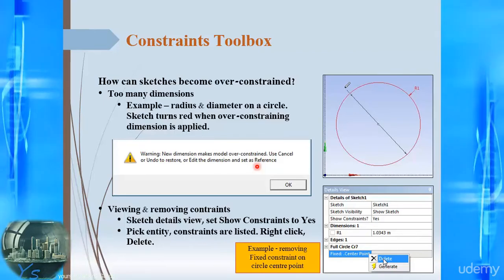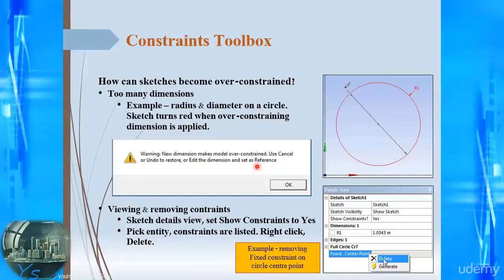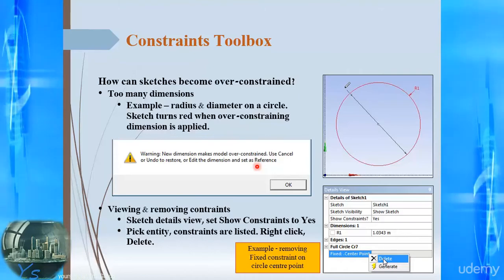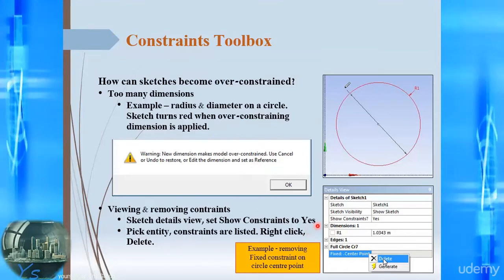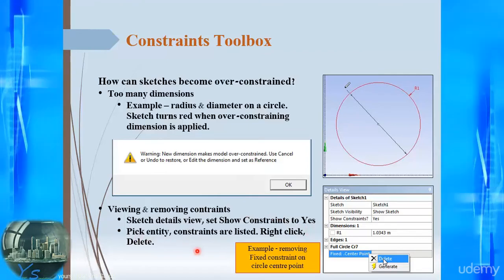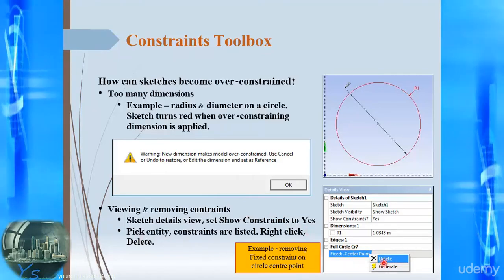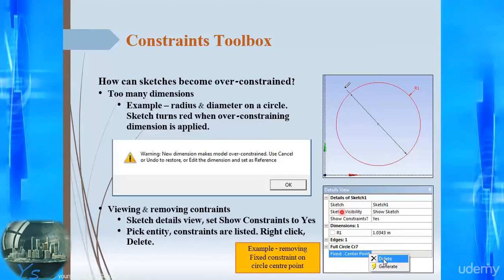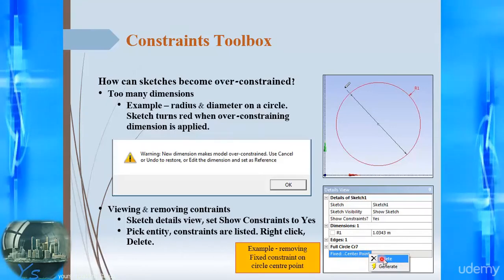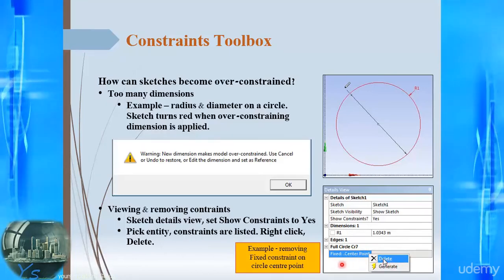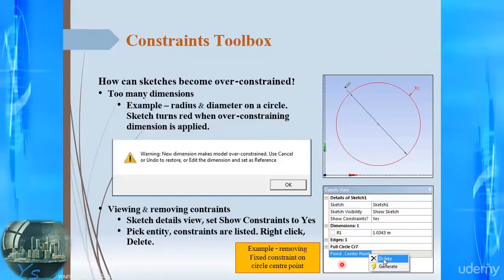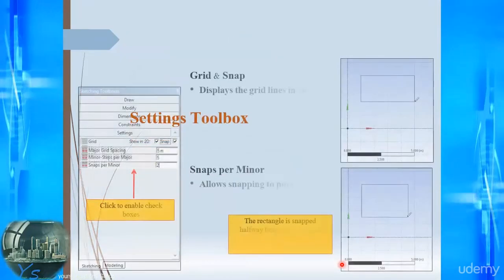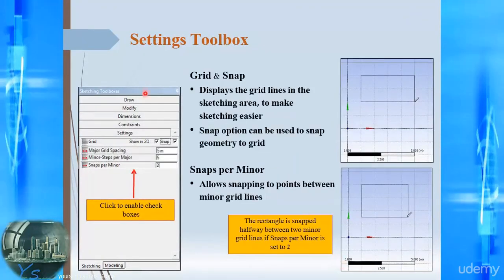So if we go to the sketch details view and switch the show constraints to yes, we can then select the entity and list out the constraints in the details view associated with that particular entity, and we can simply go to delete to remove the constraints, so that it's then not over-constrained.